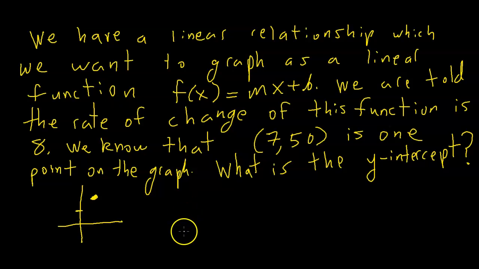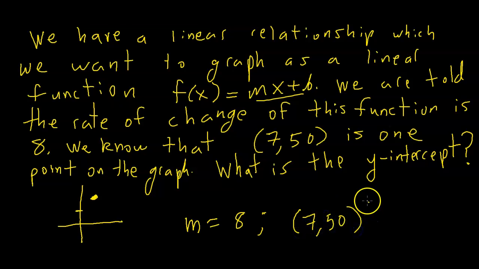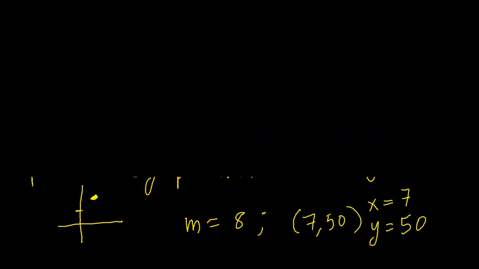What do we know? We know the rate of change is 8. We know that m in this equation is what represents the rate of change, so m equals positive 8. And we know there's 1 point, which is 7 comma 50, where x equals 7 and y equals 50. So let's use these facts to get an answer to our question.